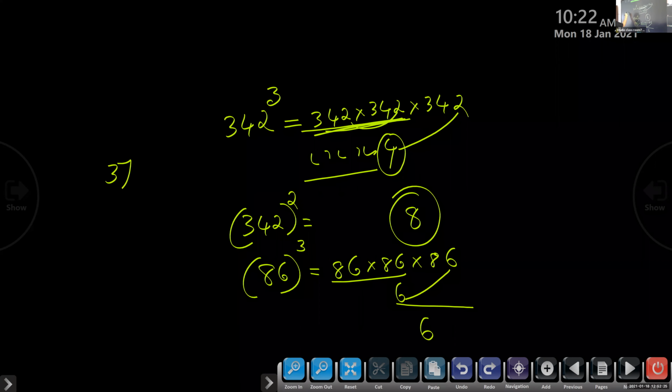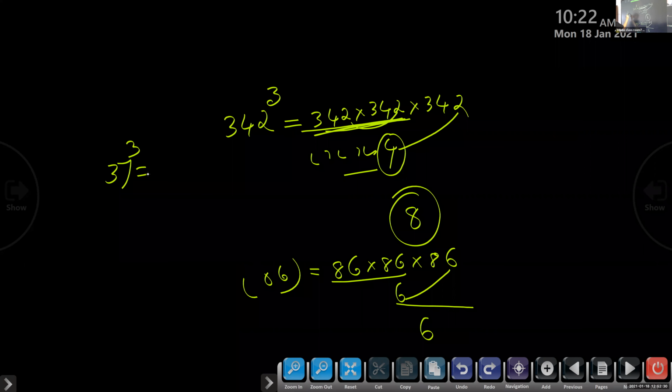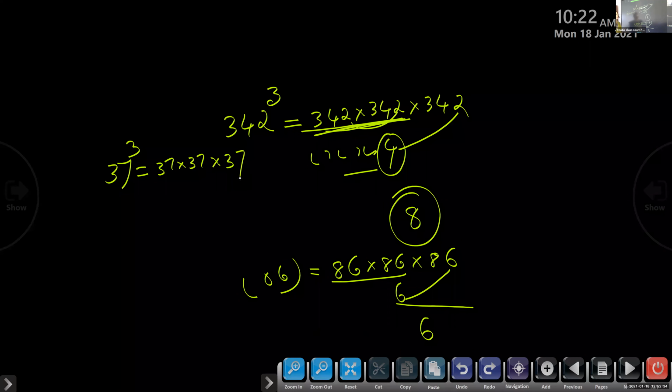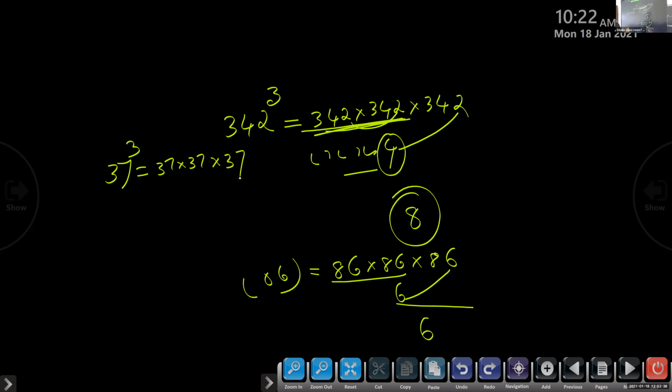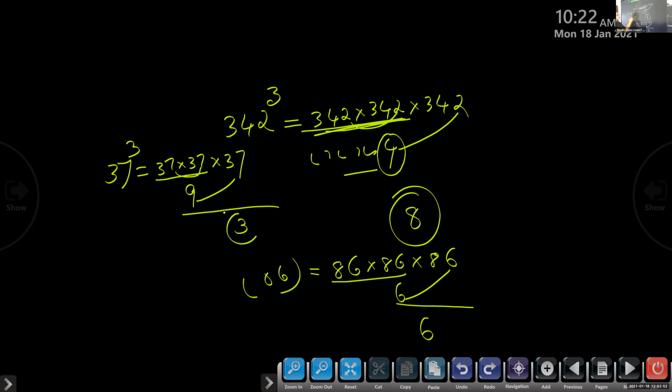Now 37 cube. 37 cube is 37 into 37 into 37. So first we will multiply this 37 into 37. 7 sevens are 49. Unit place will be 9. After that again we will multiply with the 9. 9 sevens are 63. So 3 will come as the unit place.